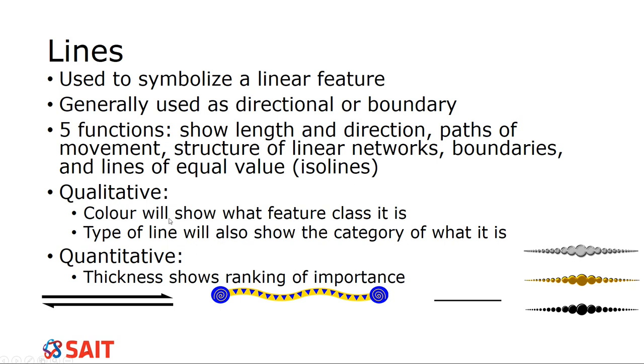So to change up lines, they're not as complex because there's really not much more you can show with them other than direction and length. So you can change color, and the color will tell me what kind of feature class it is, the type of the line.